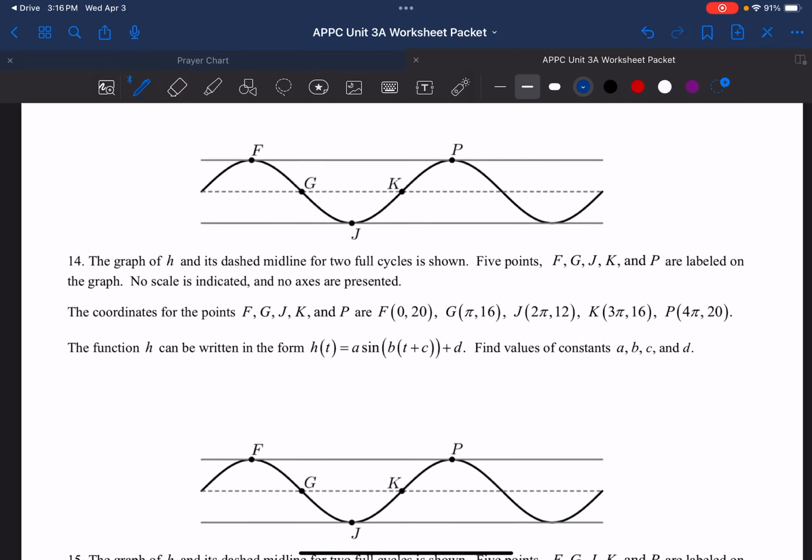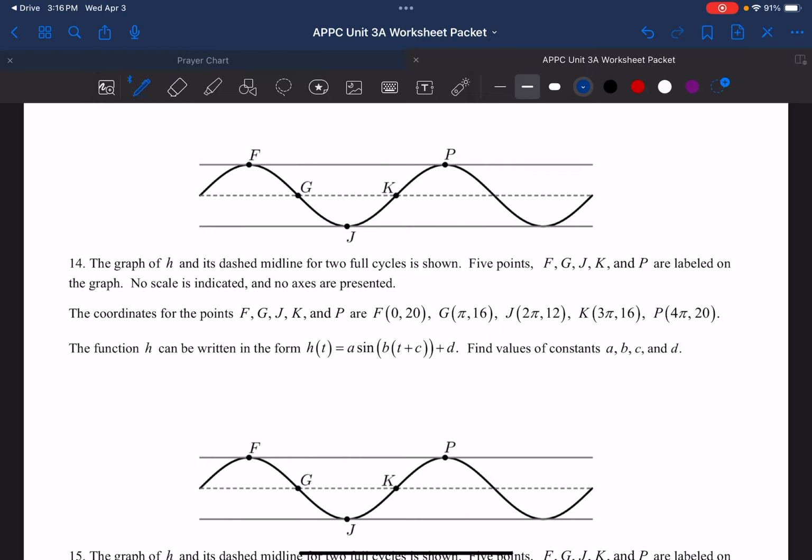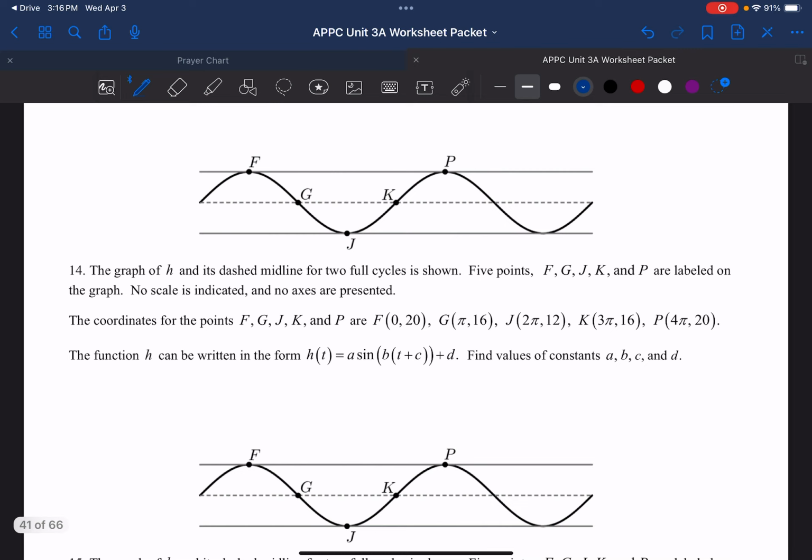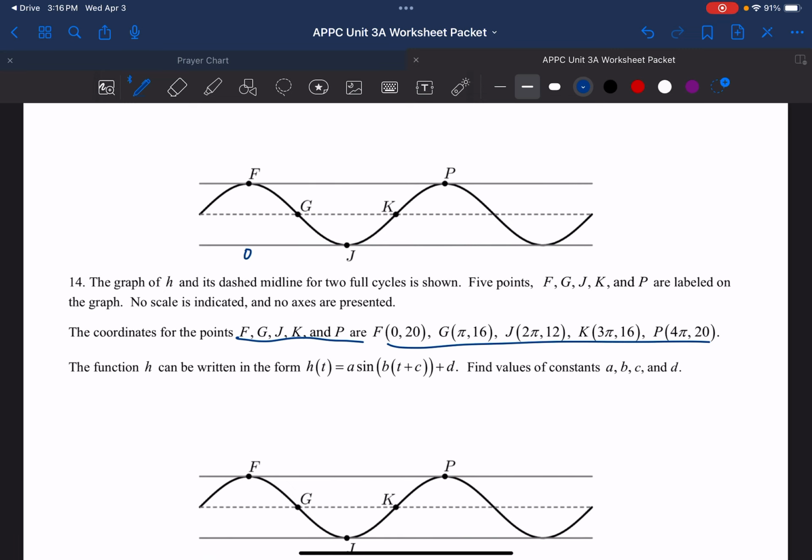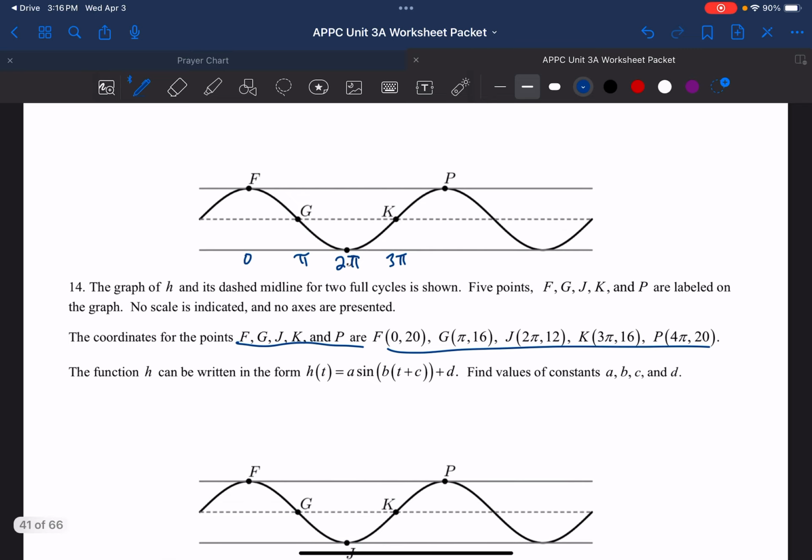Let's do 14. This is on page 40. Here, use your points to label your axes. So I've got 0, pi, 2 pi, 3 pi, 4 pi. And I've got 20, 16, and 12. Okay? And once again, I would label based on how it's written here that this is h of t, and these are my t values.